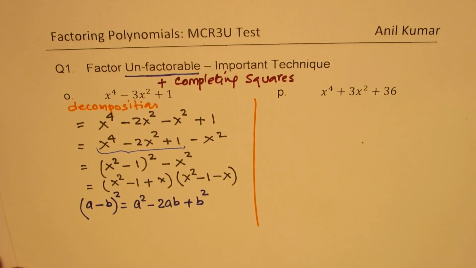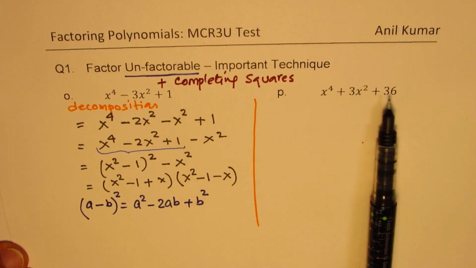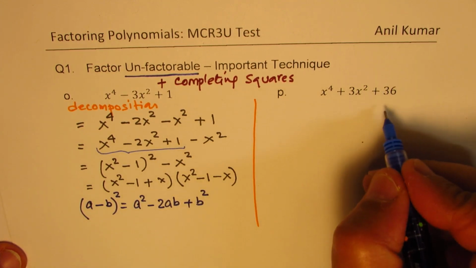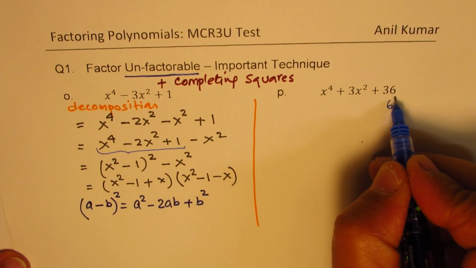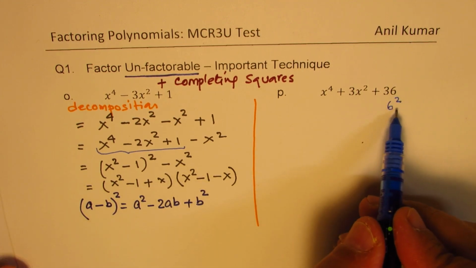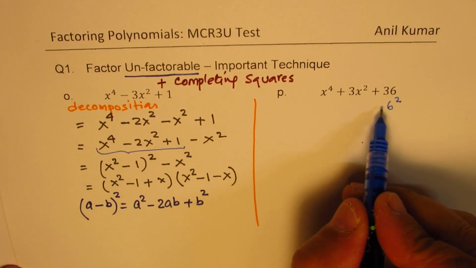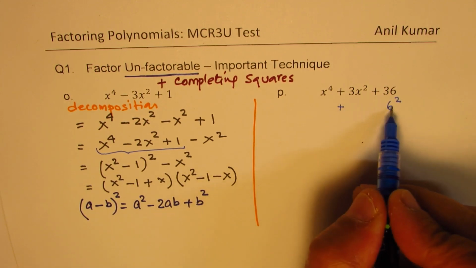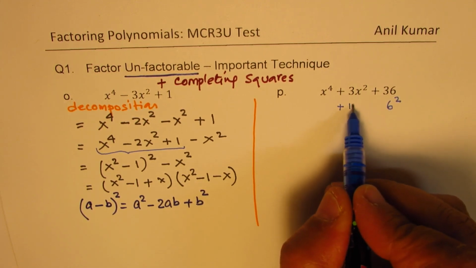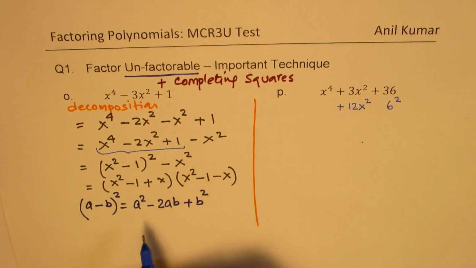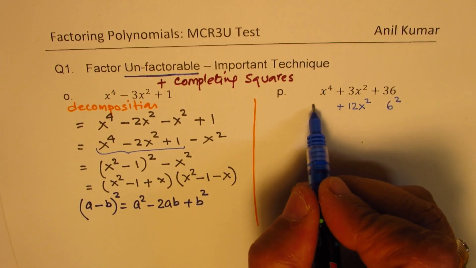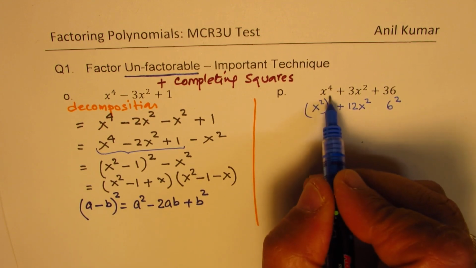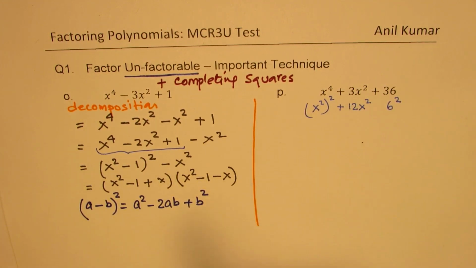Now let's take the next one, which is a variation of the same. We have 36 here, right? Think like this: 36 is 6 square, right? Now, what do you need here? We need 2 times 6, which is 12. We need here 12x squared, and this is x squared whole square. If I get that 12x squared, then I could actually complete the squares, right?